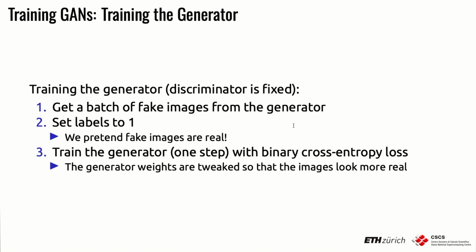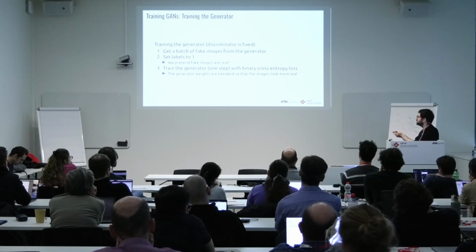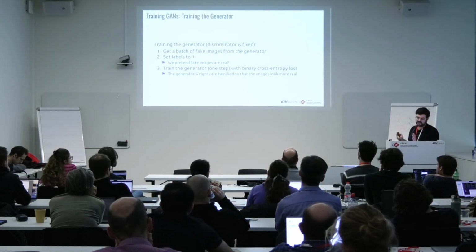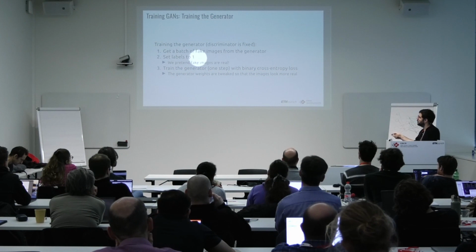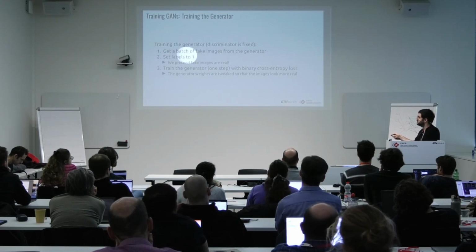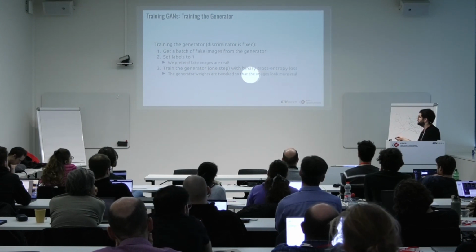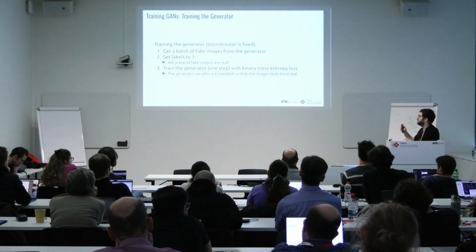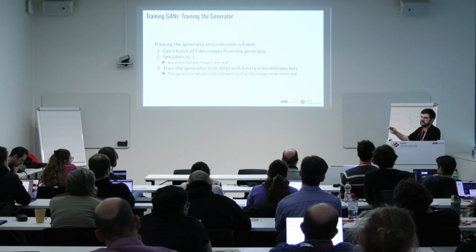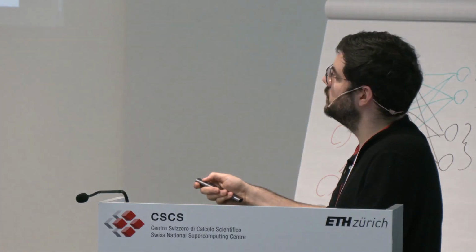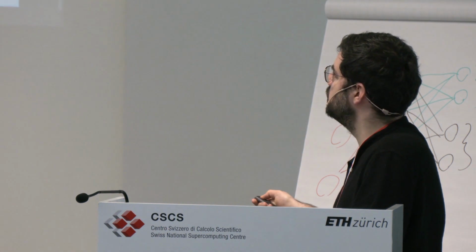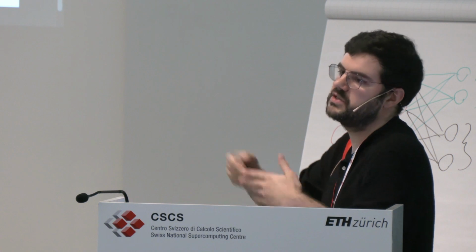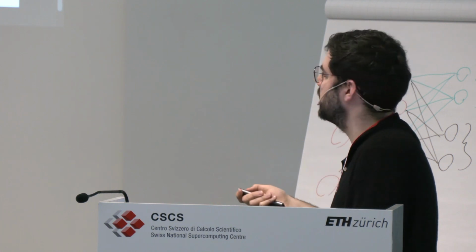Is this clear? Because you're pretending that they're 1. If your discriminator is perfect, it will know that they're fake images, but then you're saying, oh, actually, I'm telling you that they're real. So the label predicted by a perfect discriminator on fake images will be 0. But then you set the labels as 1, and so if you use the cross-entropy loss with labels of 0 and labels of 1, essentially it is the highest loss you can get.